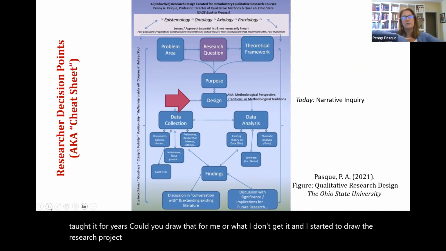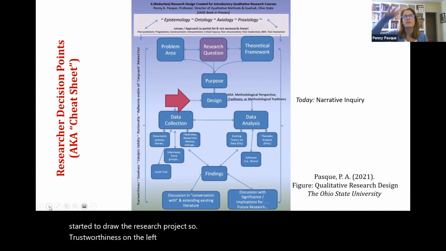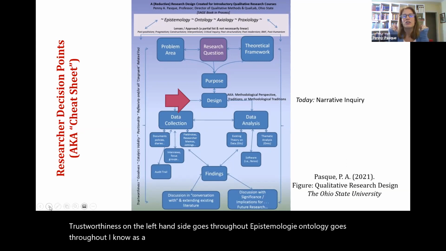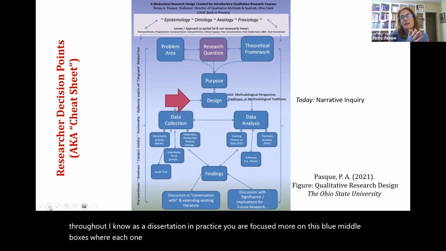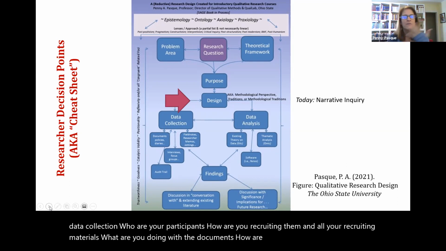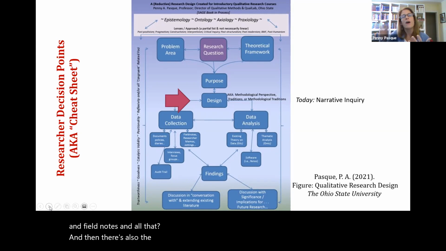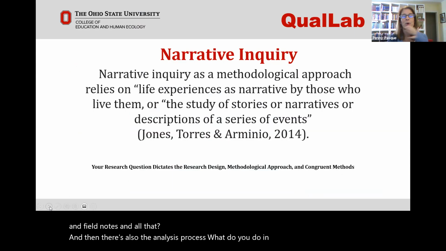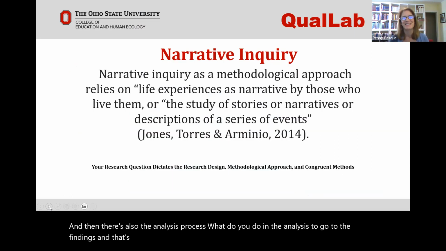So, trustworthiness on the left-hand side goes throughout, epistemology, ontology goes throughout. I know as a dissertation in practice, you are focused more on these blue middle boxes where each one of these boxes could really become a header or a subheader. Here's my data collection. Who are your participants? How are you recruiting them and all your recruiting materials? What are you doing with the documents? How are you taking notes and field notes and all that? And then there's also the analysis process. What do you do in the analysis to go to the findings? And that's what we're focused on today.